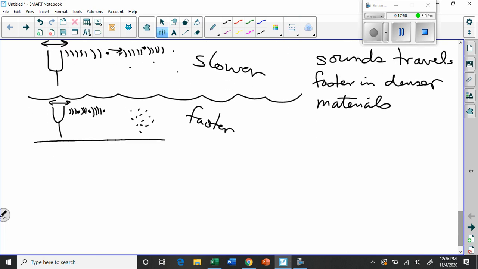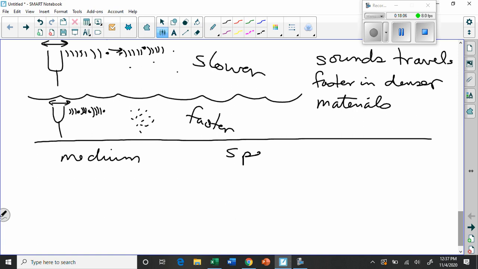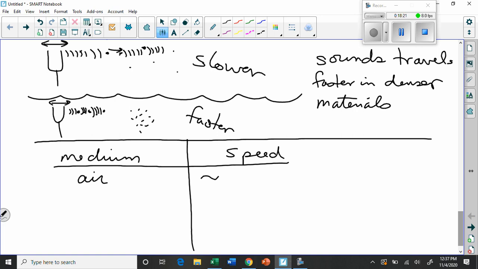So let's look at some different mediums. If we look at the medium and the speed of sound, we can find some interesting little numbers. So for instance, we'll make a little chart here. If sound is traveling through the air because you've vibrated your tuning fork in the air, it will go, I'm going to put approximate here because it does change a little bit, and I'll tell you why, 340 meters per second. That's pretty fast. Okay, 340 meters per second.